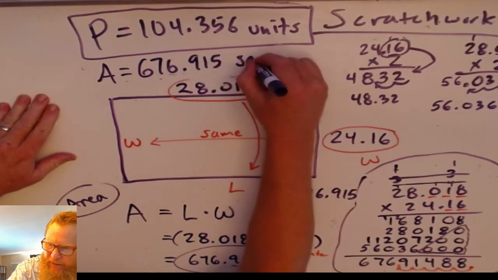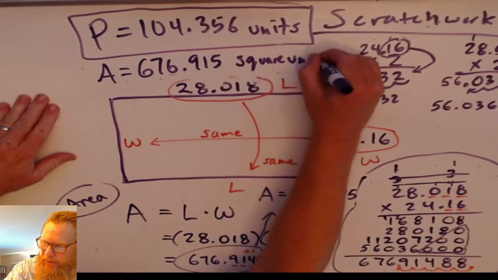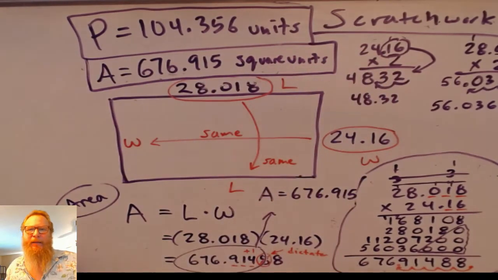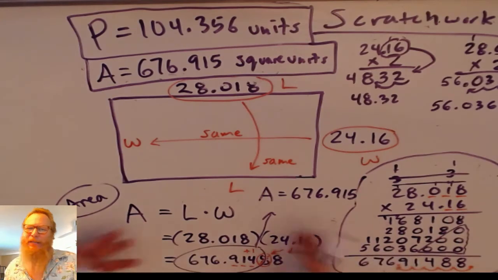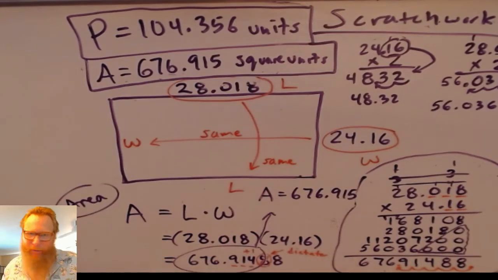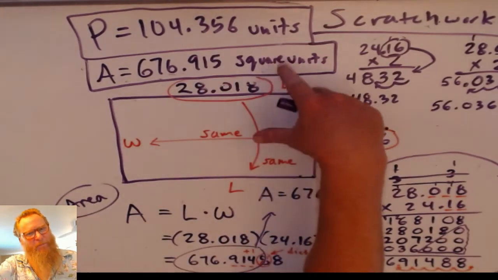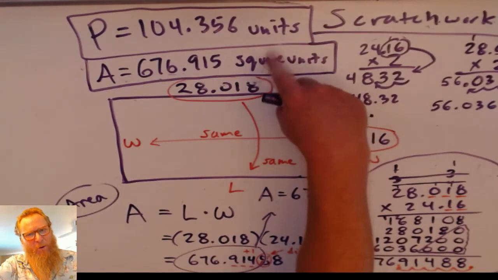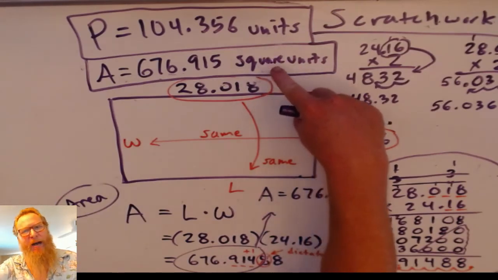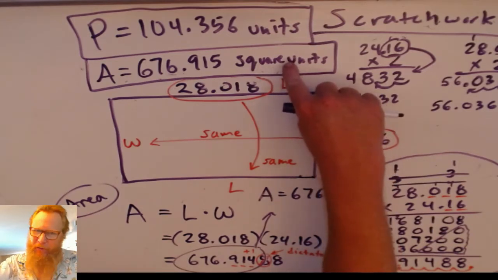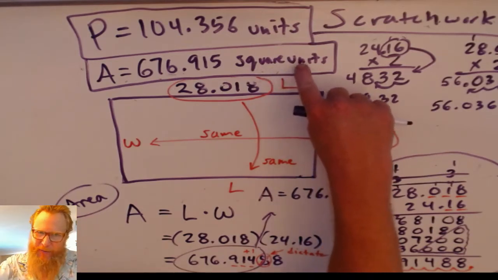676.915 square units. And I'm not going to make a big deal about it today because I just want you to get the right number. So all that really matters today is the numeric portion. But I will start emphasizing this more and more as we get through Chapter 5, and especially when we get into Chapters 6 and 7. And if you're looking for the light at the end of the tunnel, Chapter 7 will be at the end.